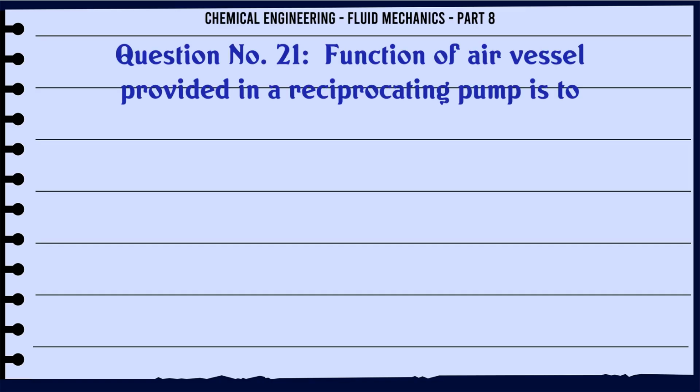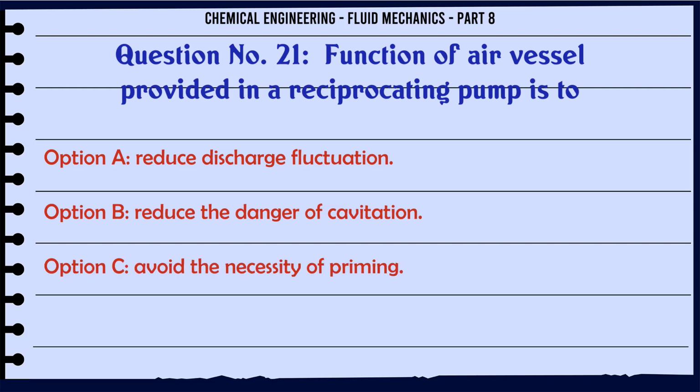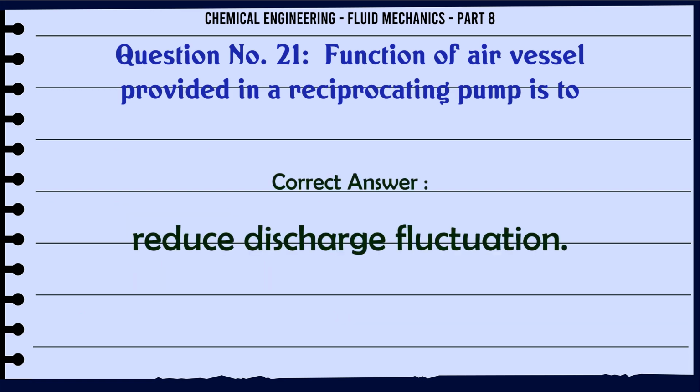Function of air vessel provided in a reciprocating pump is to: A. Reduce discharge fluctuation. B. Reduce the danger of cavitation. C. Avoid the necessity of priming. D. Increase the pump efficiency. The correct answer is: reduce discharge fluctuation.